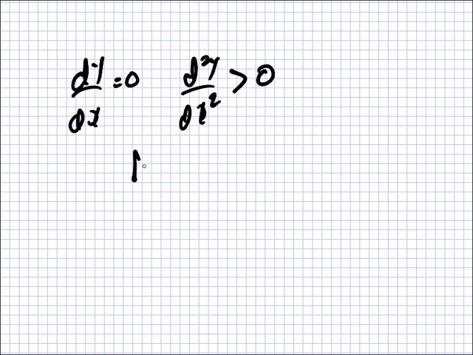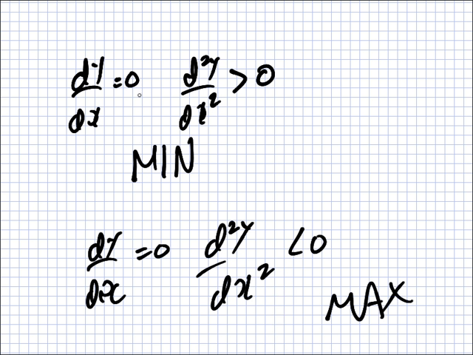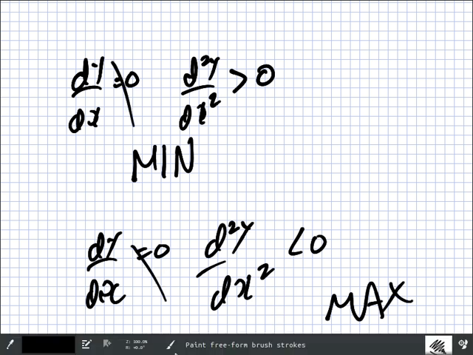Here, dy/dx equals 0, d2y/dx squared positive. That's a min. dy/dx equals 0, d2y/dx squared negative. It's a max. So what is the problem? The problem is this is never 0, because it has no roots.